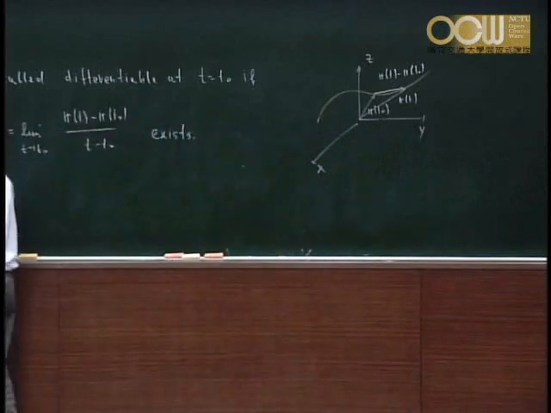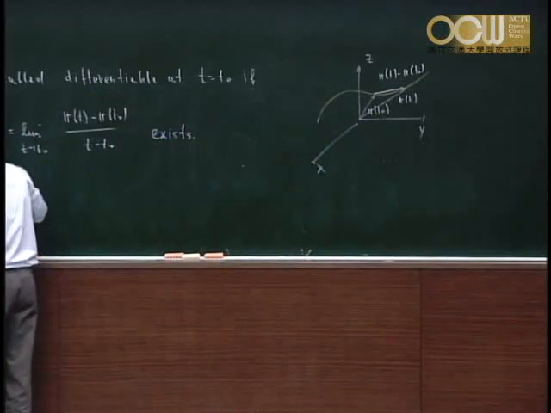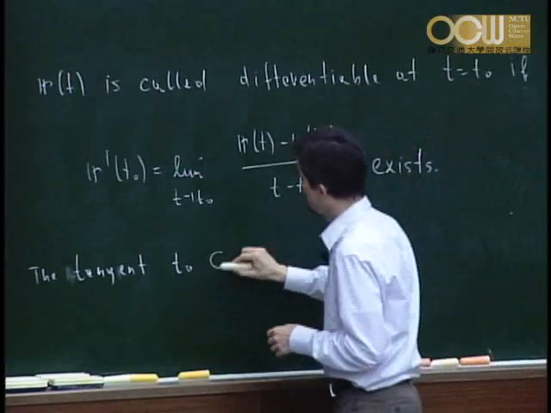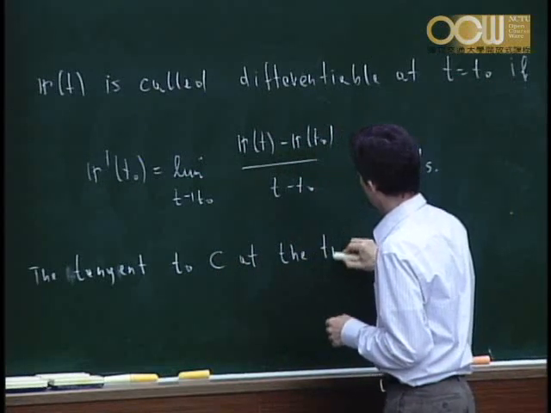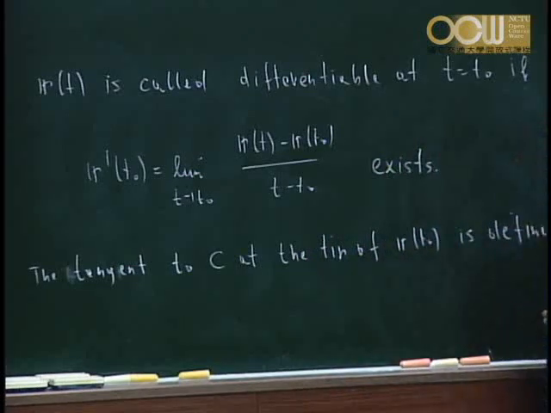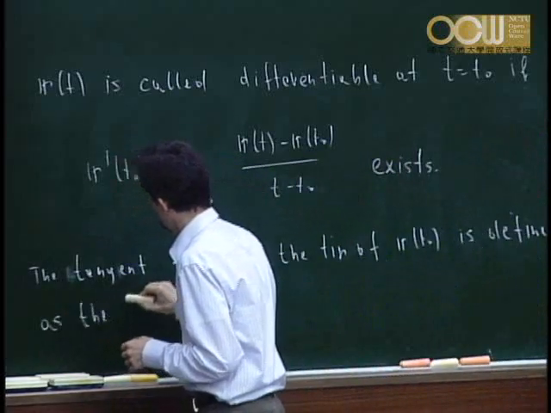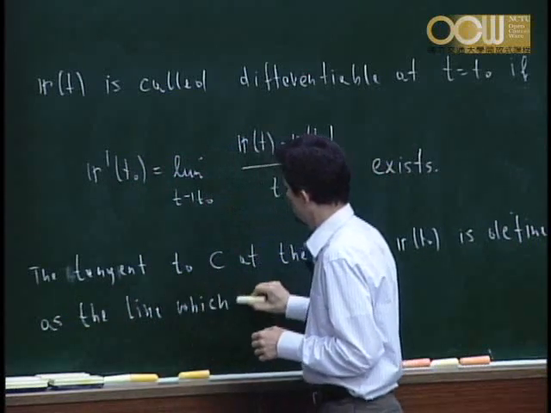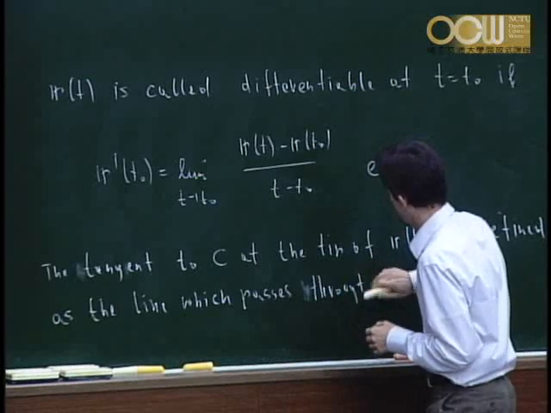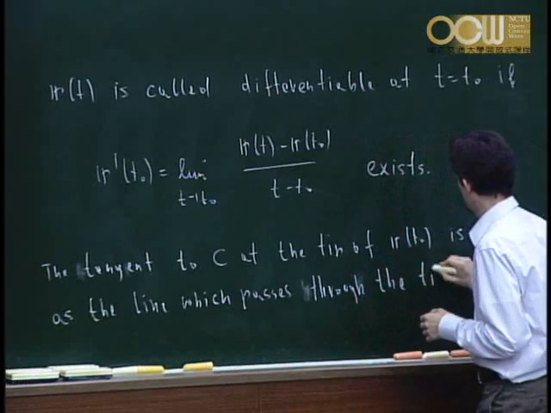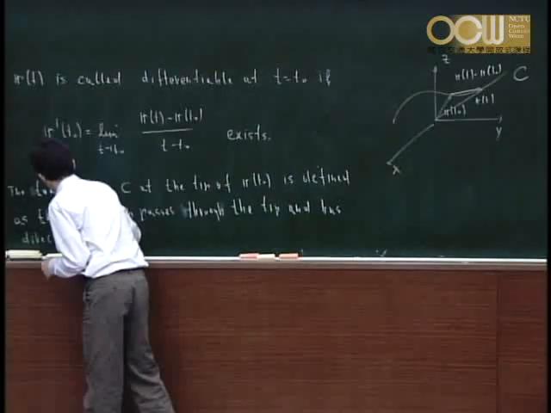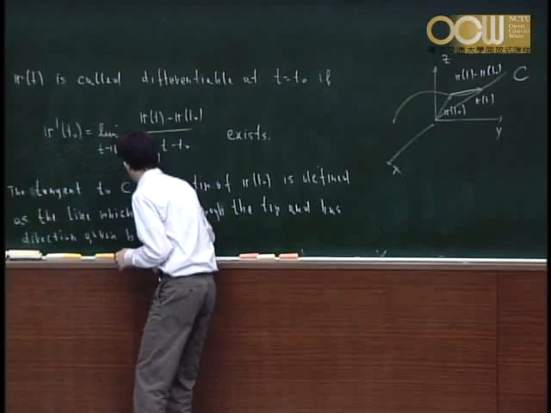So the tangent to this curve, let's say this curve is C, to C at the tip of r of t0 is defined as the line which passes through the tip and has direction given by the derivative.